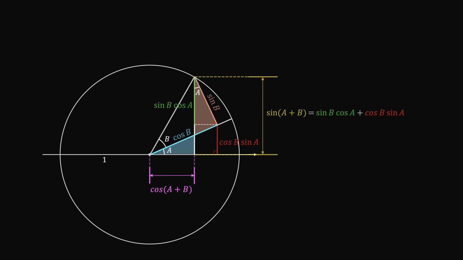Now let's do cosine A plus B. Projection of the blue line gives us cosine B times cosine A. The orange length here is sine B times sine A. Therefore, we have the companion formula: cosine A plus B equals cosine B times cosine A minus sine A sine B.